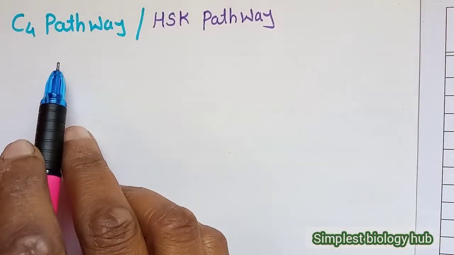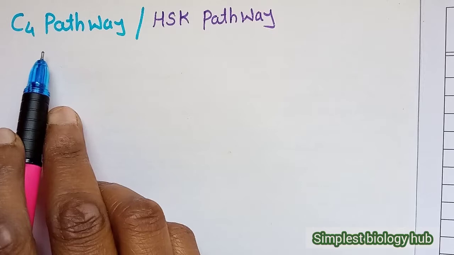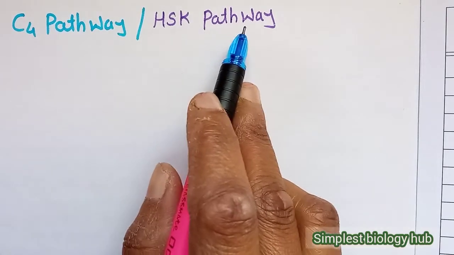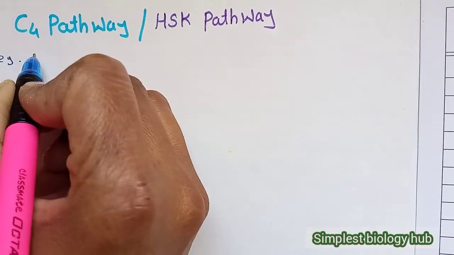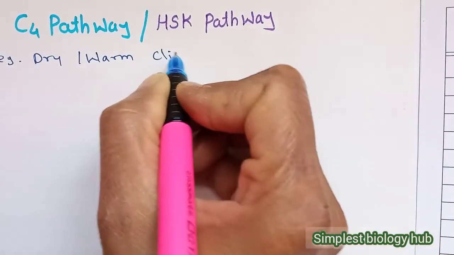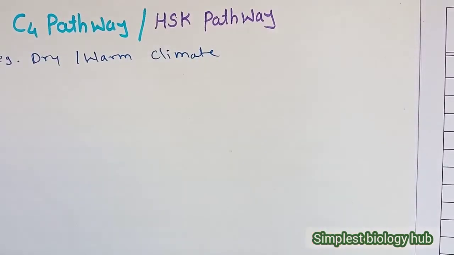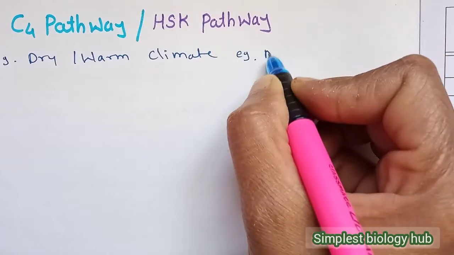Hello students, we start the new interesting topic of the lesson, photosynthesis in higher plants, and the topic is the C4 pathway, or HSK pathway. The C4 pathway is generally found in dry and warm climate areas, and the plants grow in dry and warm climates. Some examples are mainly maize.